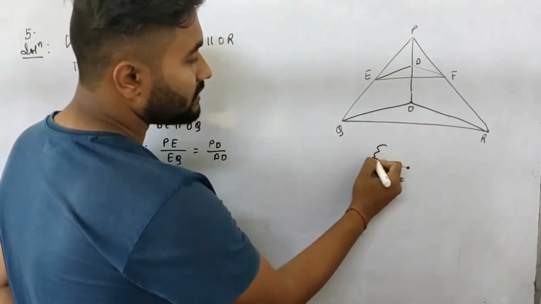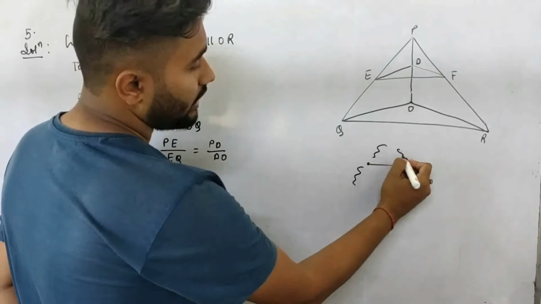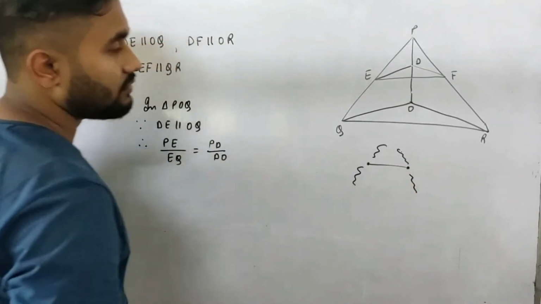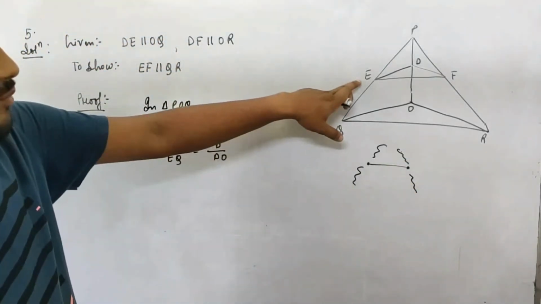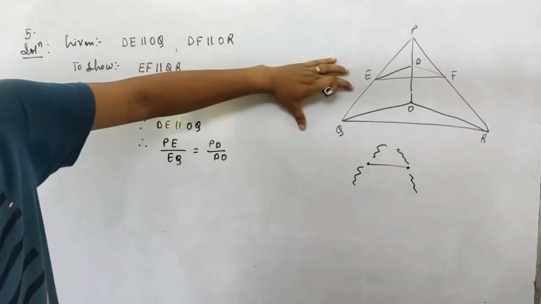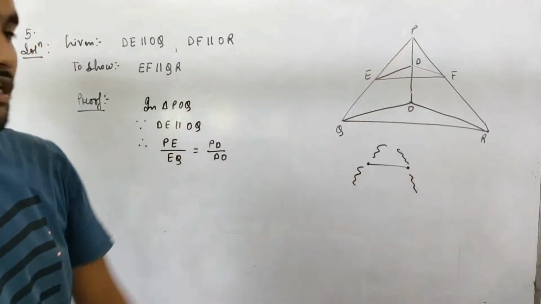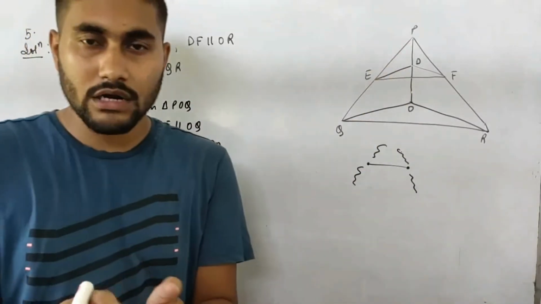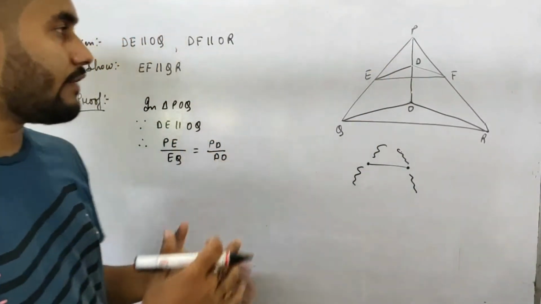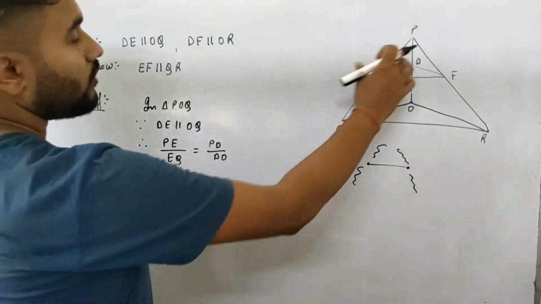Okay, so one part will be this part, another part will be this part. Again one part will be this part, another part will be this part. So it is touching at this E point, so one will be PE by EQ. Again it is touching at D point, so it will become what? PD by DO. Okay. Look at the diagram properly. You will get the answer. You might find it a little difficult, but look at the diagram properly.